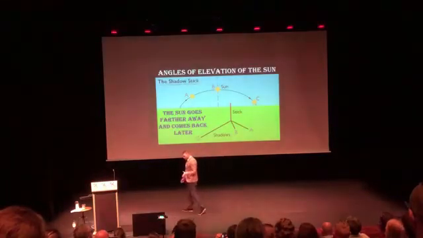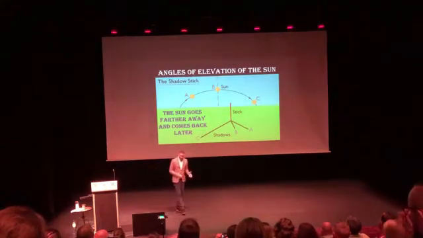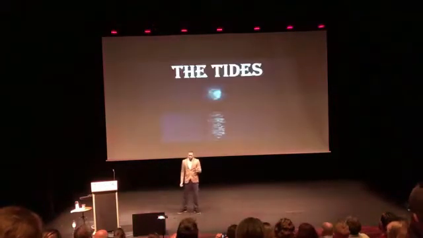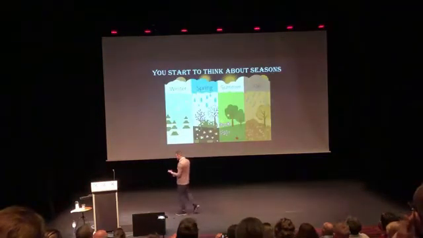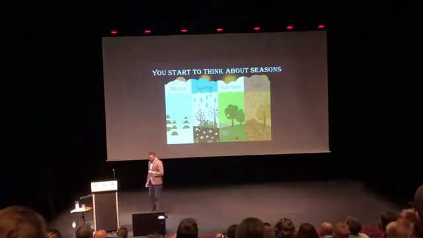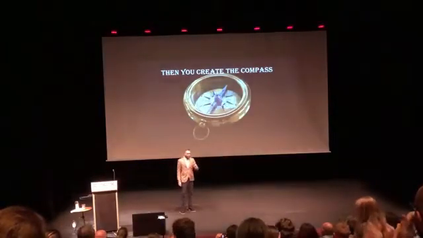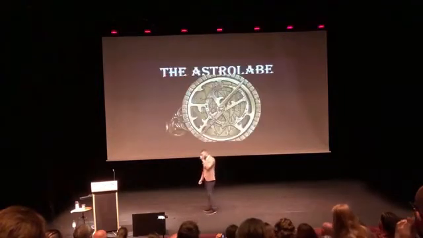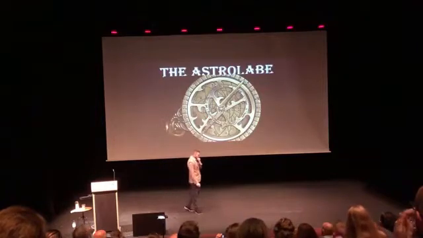The sun travels, it goes farther away and it comes back later, all right? The weather changes as it moves. The oceans change as the moon moves. Then you start to think about seasons. Then you realize that you need something to navigate, so you create a compass. And then you realize that every other light in the sky is connected, so you create something called the astrolabe to measure the angles of every light in the sky at the same time.